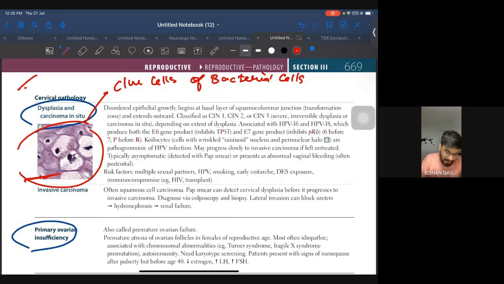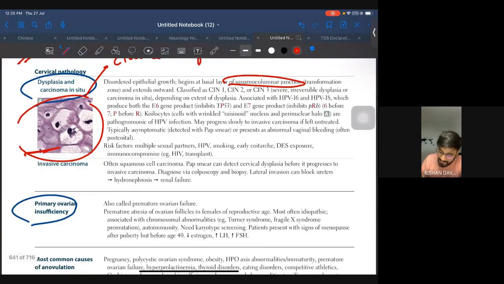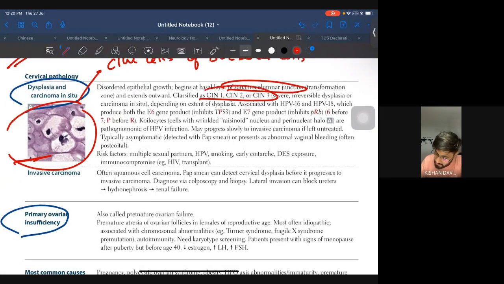And yeah, cervical pathologies are important. So let's see. Disordered epithelial growth begins at the basal layer of the squamocolumnar junction, the transformation zone. Changes progress outward, classified as CIN1, CIN2, CIN3. Severe irreversible dysplasia leads to carcinoma.